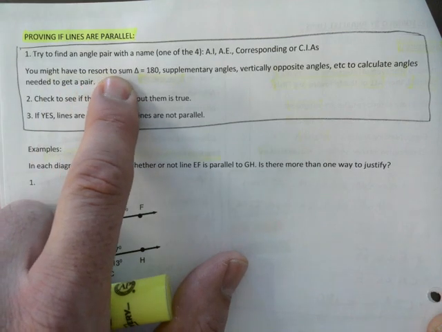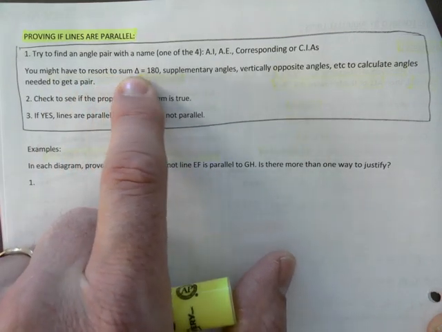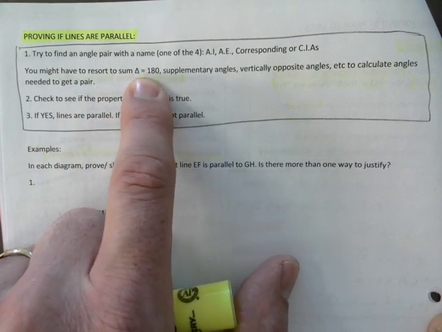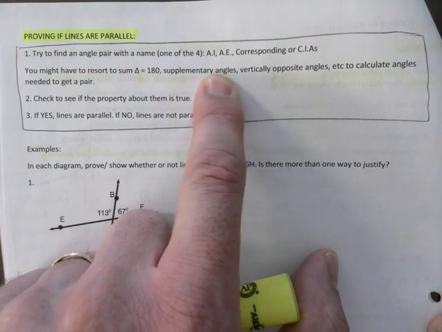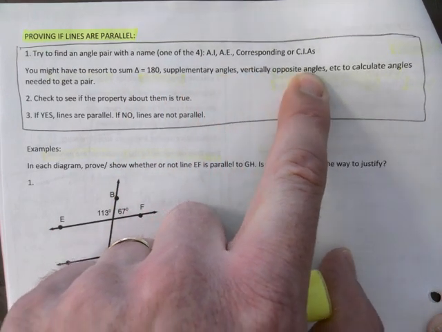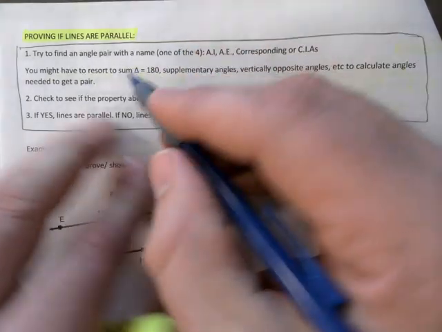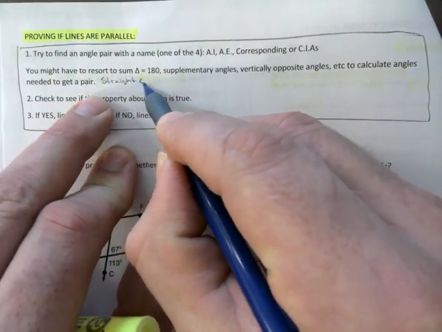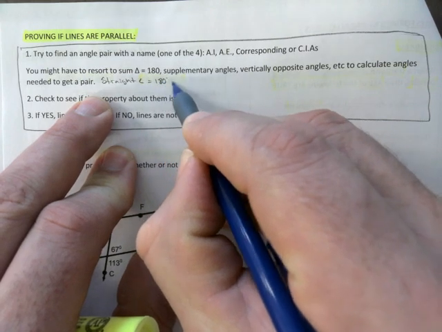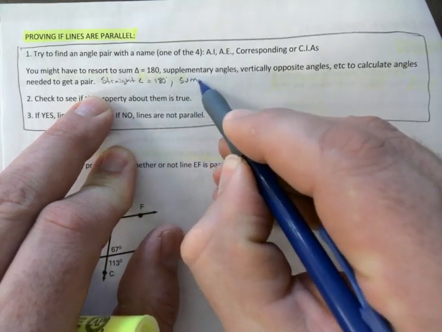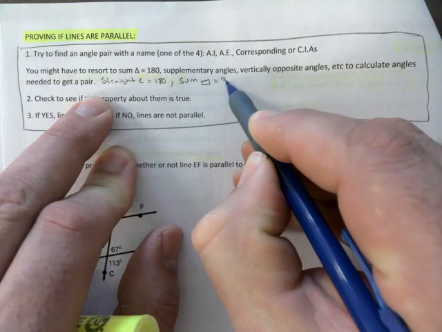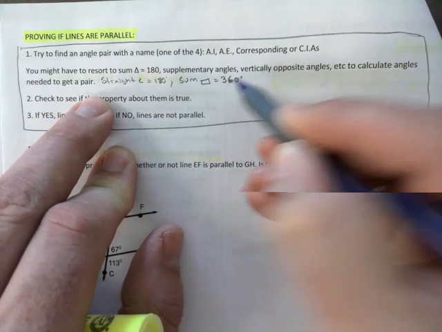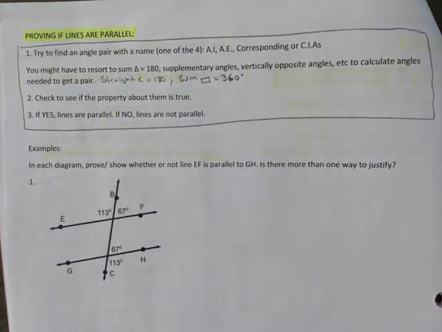You might have to resort to what you already know, which is always true. You might have to use the sum of a triangle, supplementary angles, vertically opposite angles, a straight angle, which is equal to 180, or the sum around a point, which is 360. These are always true. You can use them to build your case and figure out missing values.